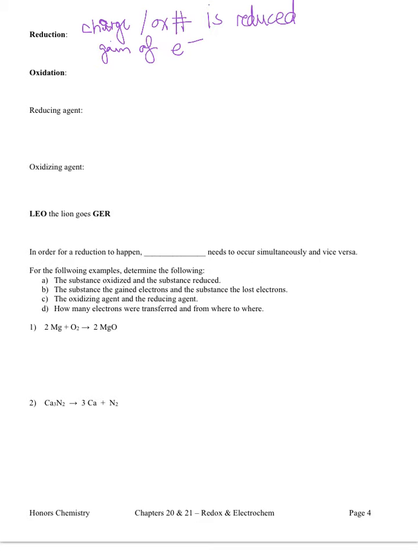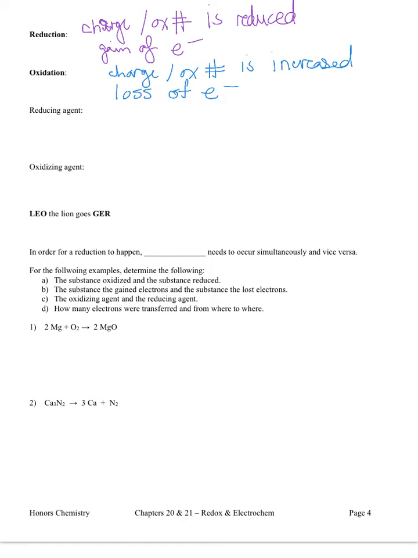Oxidation is the opposite. Oxidation is when your charge or your oxidation number is increased. So you can go from 0 to +1, for example, or +1 to +3, something like that. So remember, we're talking about electrons here, and electrons are negative. So if you are becoming more positive, if your charge is increasing, that must mean that you are losing electrons. So oxidation is actually loss of electrons.